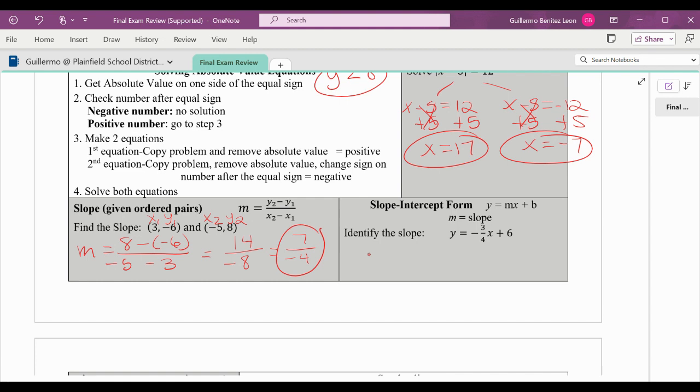The one on the right, identify the slope. Well, it says right here, m is your slope. So what's m? Is m the fraction or is m the 6? M is the fraction. It's always the number in front of x. We just don't put the x. So m is -3/4.